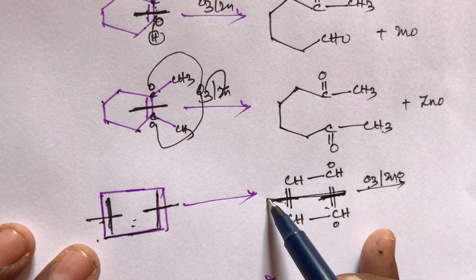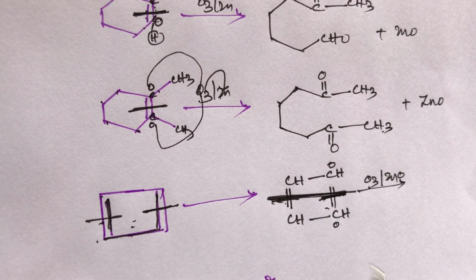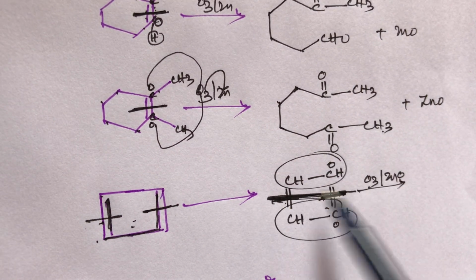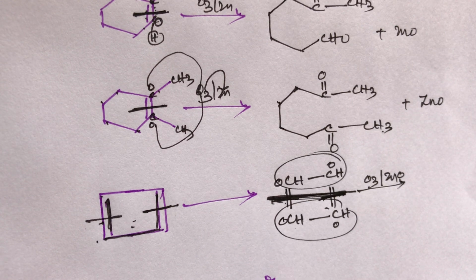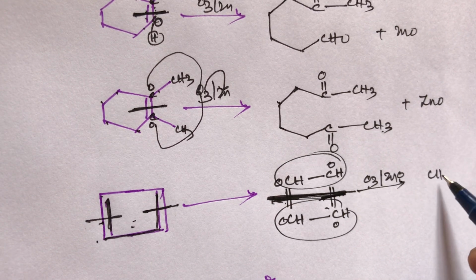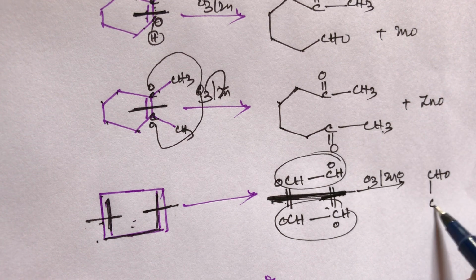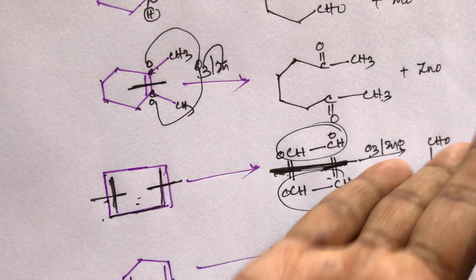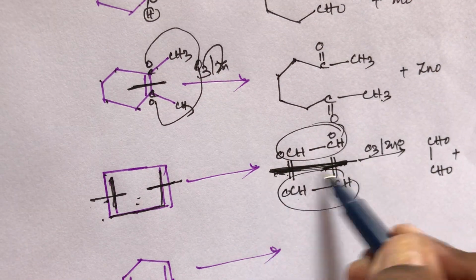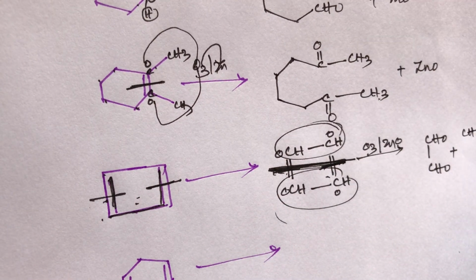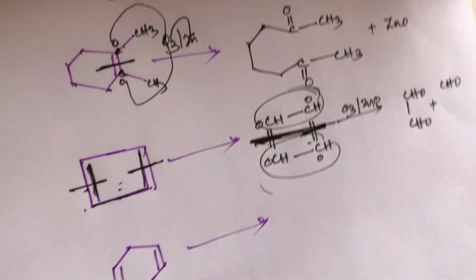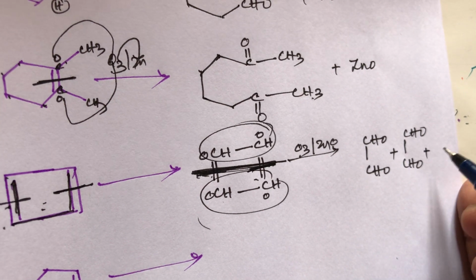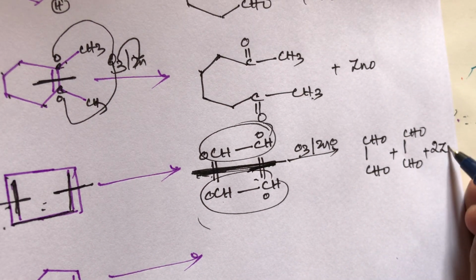So overall, cut this bond, complete cleavage to separate it. This one separate, this one separate. So here also one oxygen, here also one oxygen. So what is the final product? That is CHO bond CHO. This is glyoxal, plus the upper side one CHO, lower side also one CHO, that is also CHO, then CHO plus 2 moles of ZnO.